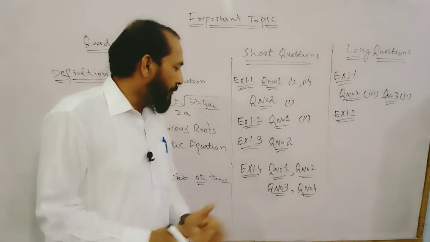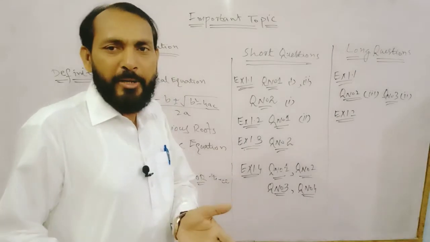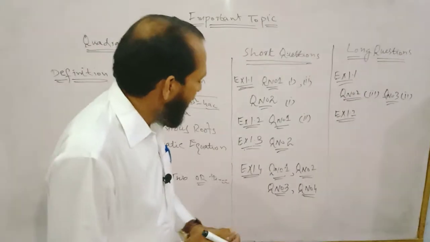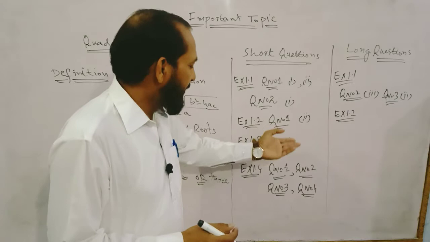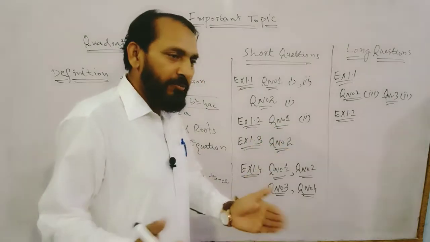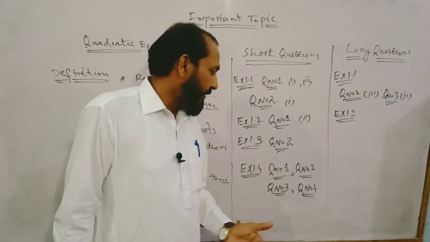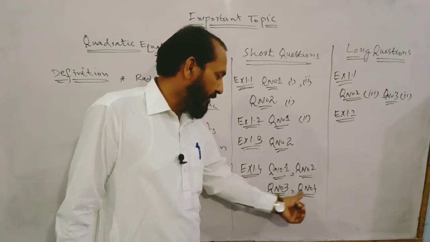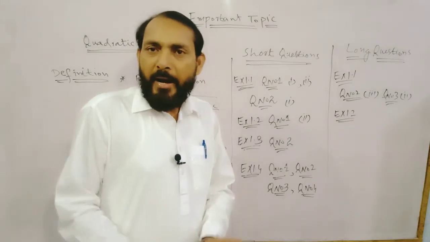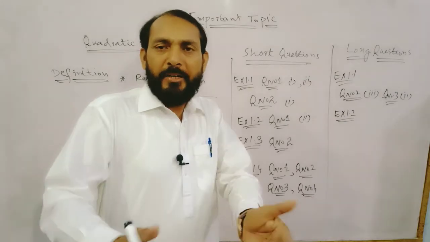And now exercise 1.3 contains only question number 2. It is very important from the examination point of view and will come in this exam. And so the last exercise, 1.4, the last exercise, contains question number 1, question number 2, question number 3 and question number 4. It will come in this exam, which will start next month.